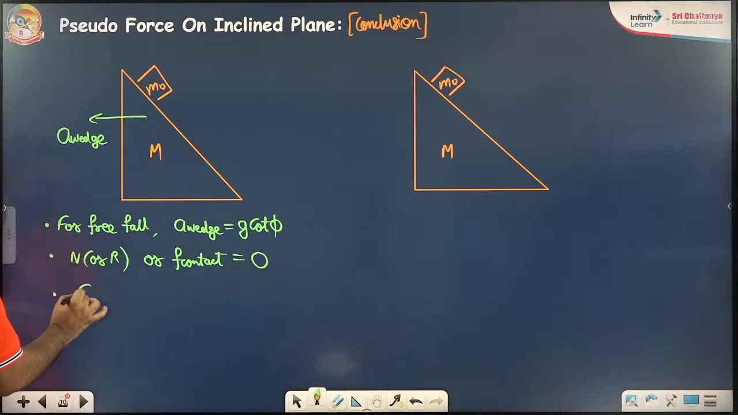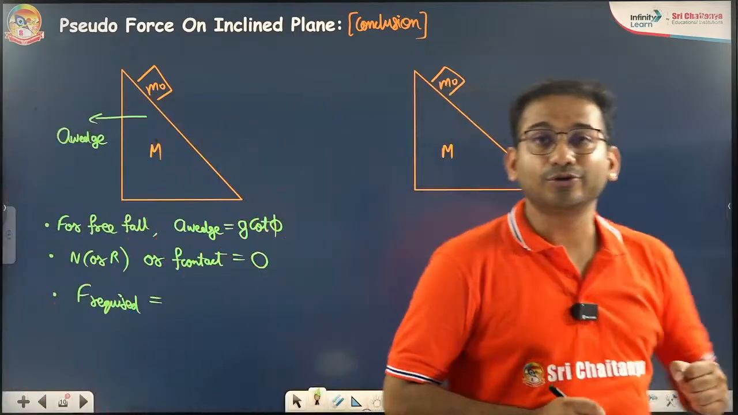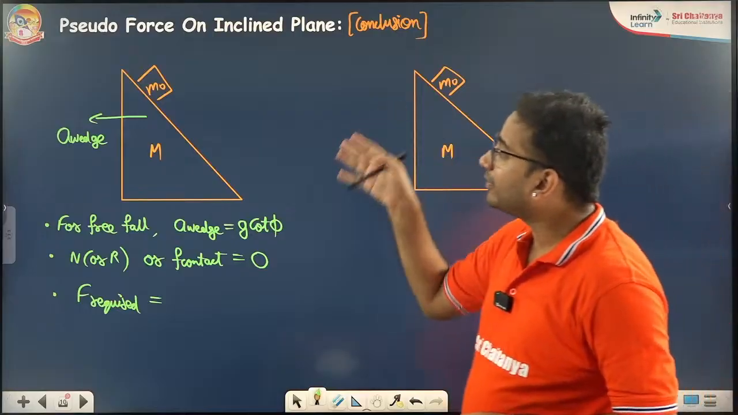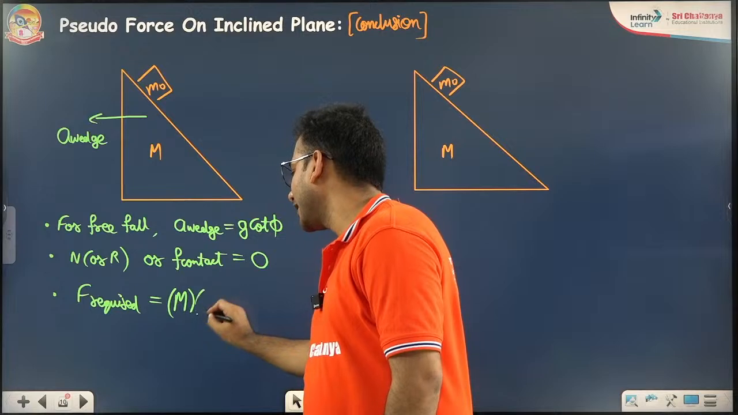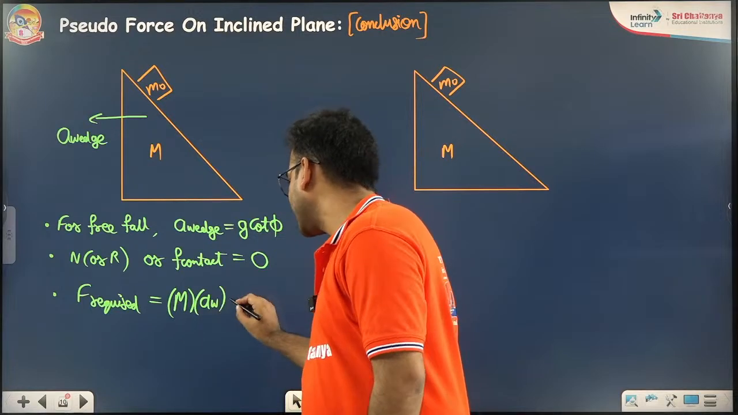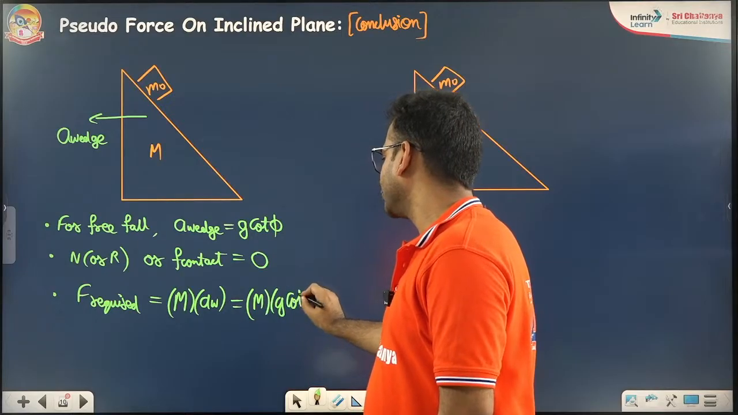And the force required to do the same thing, you will say, sir, you just want to remove the wedge and the block will be falling under the influence of gravity, so the mass will be mass of wedge and into acceleration of wedge. So it will be equal to M into g cot phi.